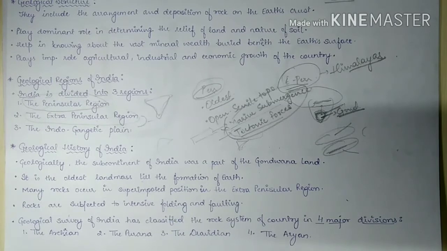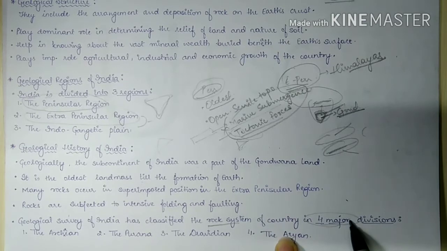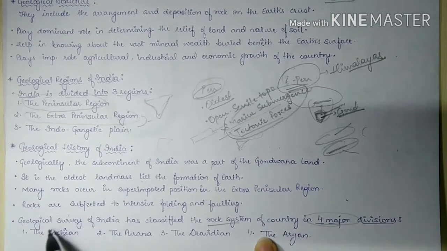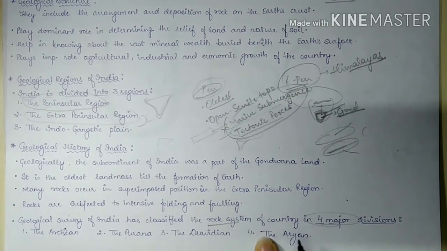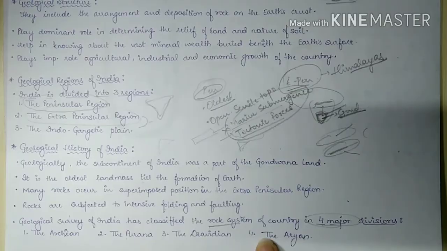Now, in India, we have complex rock structures because many rocks have occurred in superimposed position, and they have been subjected to intensive folding and faulting. Because of this, we have in India a very complex rock structure. But even so, the Geological Survey of India has classified the rock system of India in four major divisions. First is the Archean rock system, then the Purana rock system, then Dravidian, and lastly the Aryan rock system.